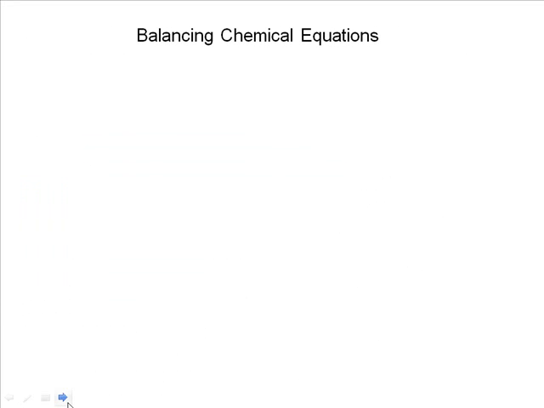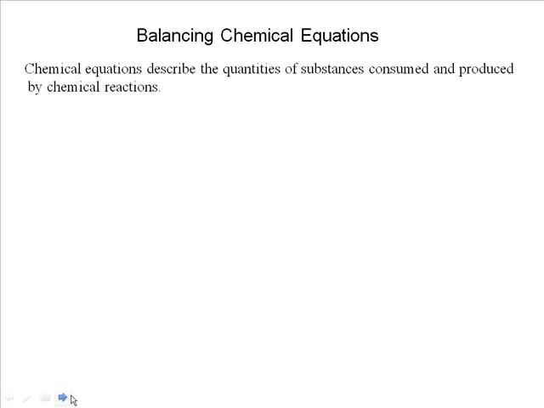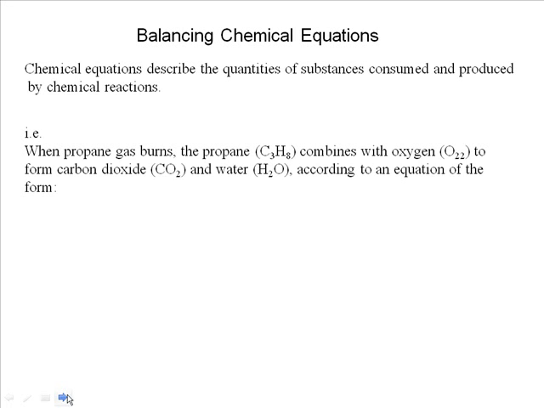Now let's look at chemistry and balancing chemical equations. Chemical equations describe the quantities of substances consumed and produced by chemical reactions. Here's an example. When propane gas burns, the propane, which is C3H8, combines with oxygen, O2, to form carbon dioxide, CO2, and water, H2O, according to an equation of the form here.